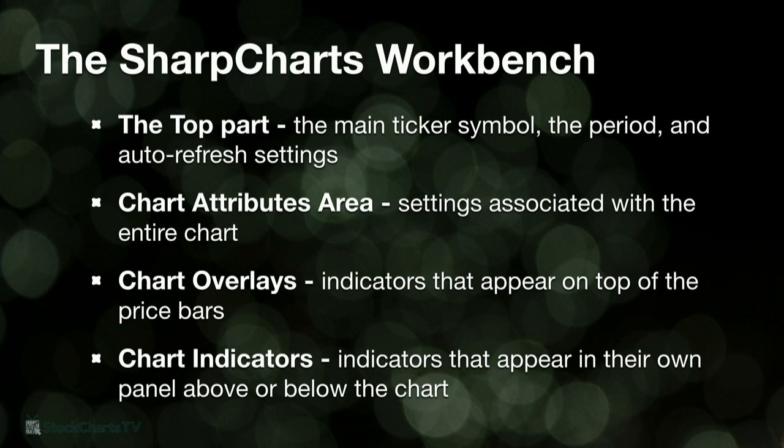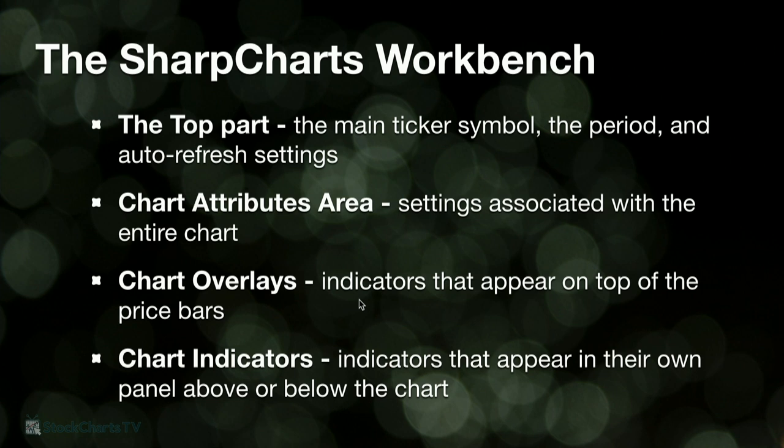Now, the workbench itself has four different areas. Actually, I guess technically five different areas. It has the top part, which is the place where you specify the main ticker symbol, the period, and auto refresh settings, and a couple other things are up there. Then there's the chart, the thing that I don't have on my list here. The chart is just below that. Below that is an area for the chart attributes. Chart attributes are things that apply to the chart as a whole, like range. We're not going to talk about those today.